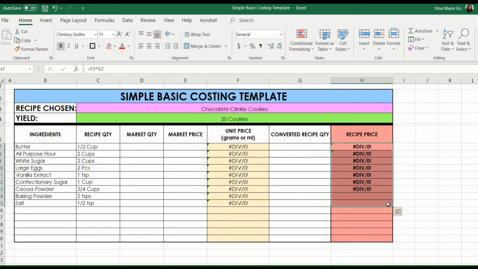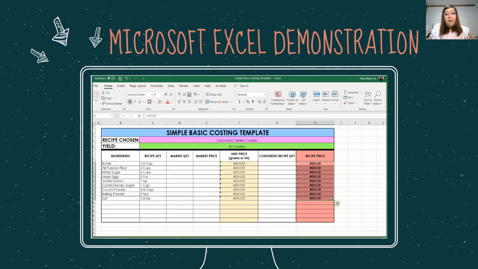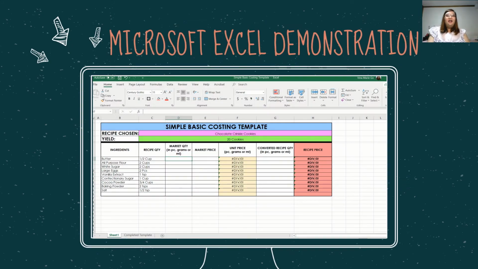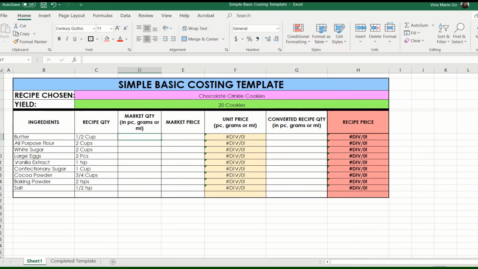Just click the cell, put divide, that is a slash. If it's multiplication, you put an asterisk. And drag it down to get everything that you need. Now, for the costing template, as you can see, I've placed here that market quantity should be in terms of piece, grams, or ml. Your unit price should also be in piece, grams, or ml, the same as with your converted recipe quantity.